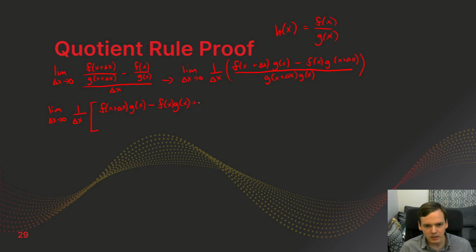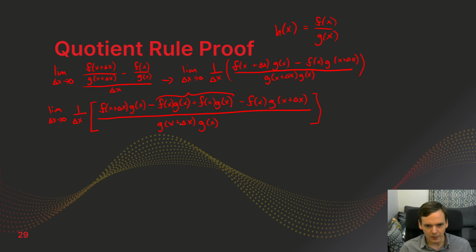So I'm subtracting it, then I will also add it, f of x, g of x, so that this bit right here is just equal to 0. I haven't changed my expression at all. Then g of x plus delta x, and this is still all over g of x plus delta x times g of x. So I haven't changed the value of this. I've just rearranged things a bit.